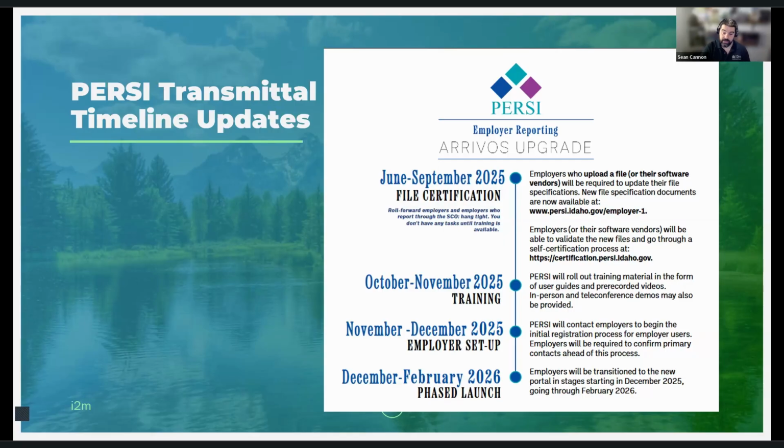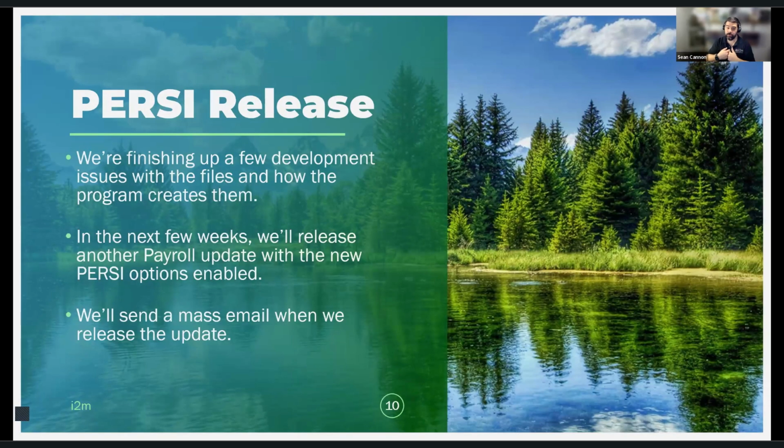One of the things that's really challenging is that we actually have to support both the old file transmittal and the new file transmittal at the exact same time because of the phased launch, meaning in December, they're going to move some of you, but not all of you. And unfortunately, we can't know who's going to get moved and when. So we have to build the tool in a way that lets you as the business manager have access to both tools. You can build the transmittal file, either the old style or the new style, based on whenever PERSI decides to move you.